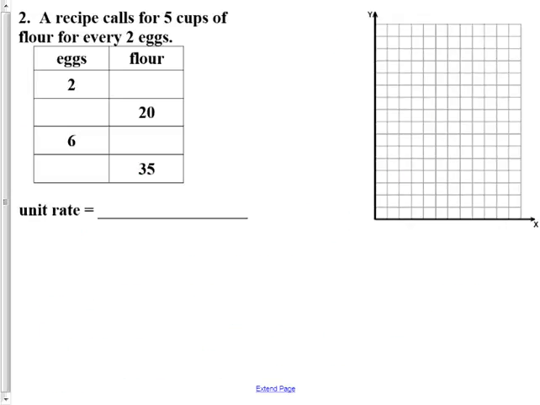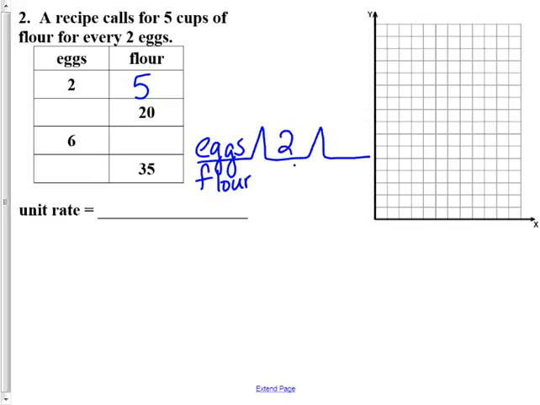A recipe calls for 5 cups of flour for every 2 eggs. So I should be able to say, well, I know if there's 2 eggs, there has to be 5 cups of flour. Now I can use the bridge maps to solve this ratio table just like I did the last one. But I want to show you another way you could do this. Now if I were going to set up a bridge map, I would set it up as the ratio of eggs to flour, or flour to eggs. It doesn't really matter. And 2 to 5 is that ratio.